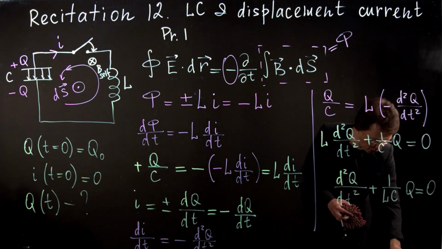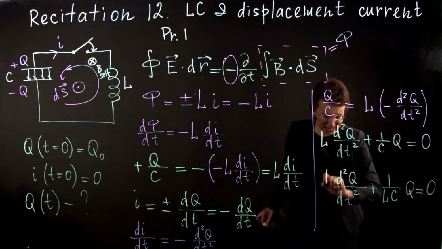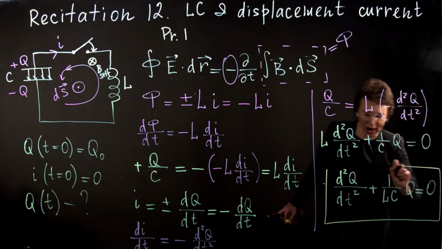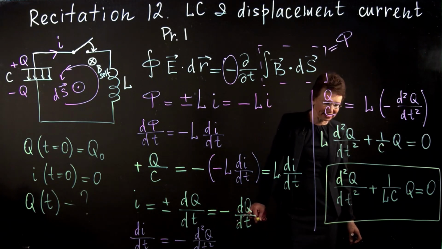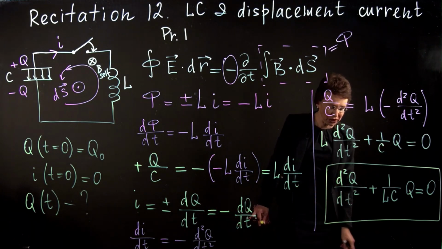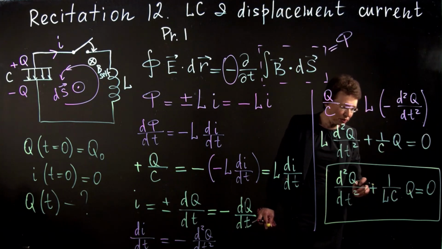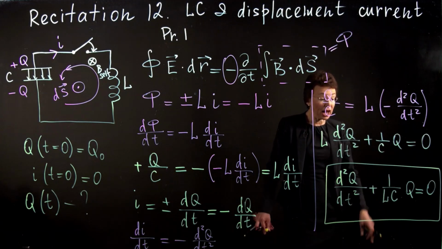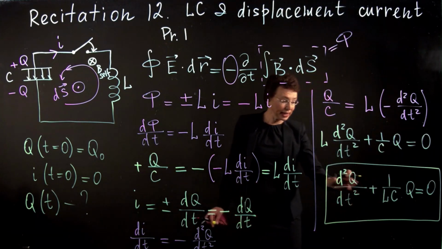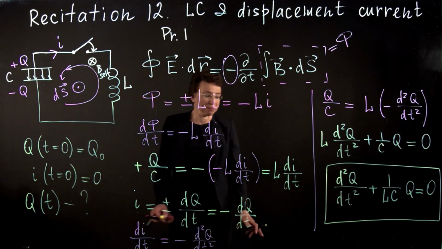Now look at this equation. Do you recognize it? It is the equation for the harmonic oscillator that we studied in our mechanics class. Second derivative with respect to time, then a constant, then the variable itself, and this is equal to 0. So how do we solve this equation? Let's find Q as a function of time.